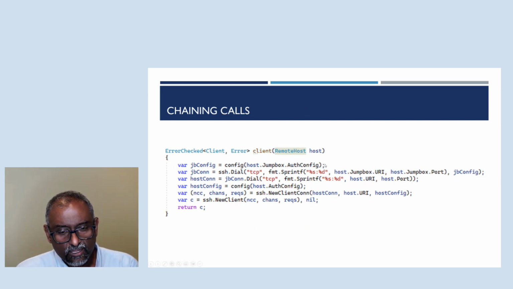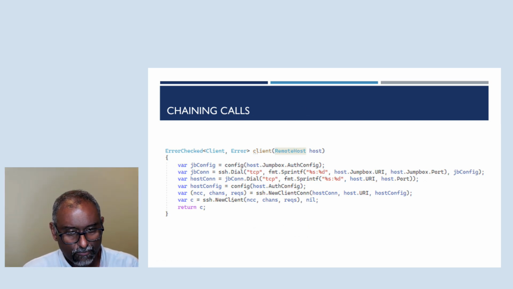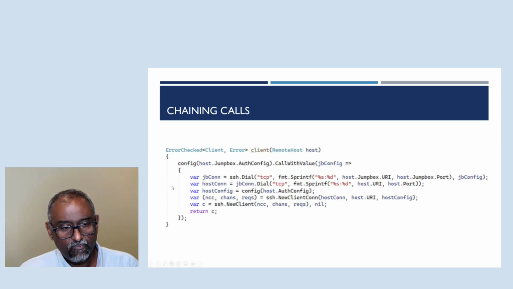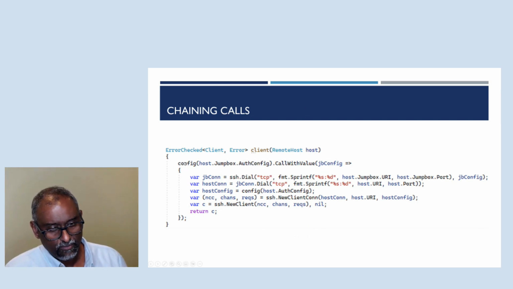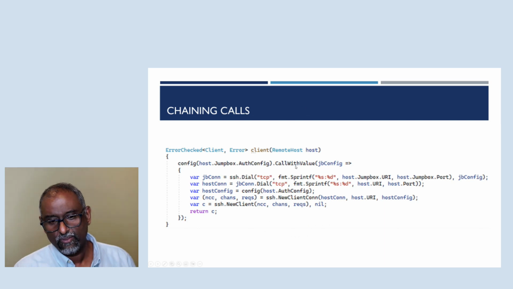And the way to do that is to basically turn the rest of the function, starting from the second line onwards, into a lambda, right? And then call that with a given argument. So effectively what happens is you take this config thing, which returns this wrapped value. The wrapped value has a method called call with value on it. And call with value takes a lambda, which then takes the unwrapped value as part of the argument and passes it to the rest of the lambda.